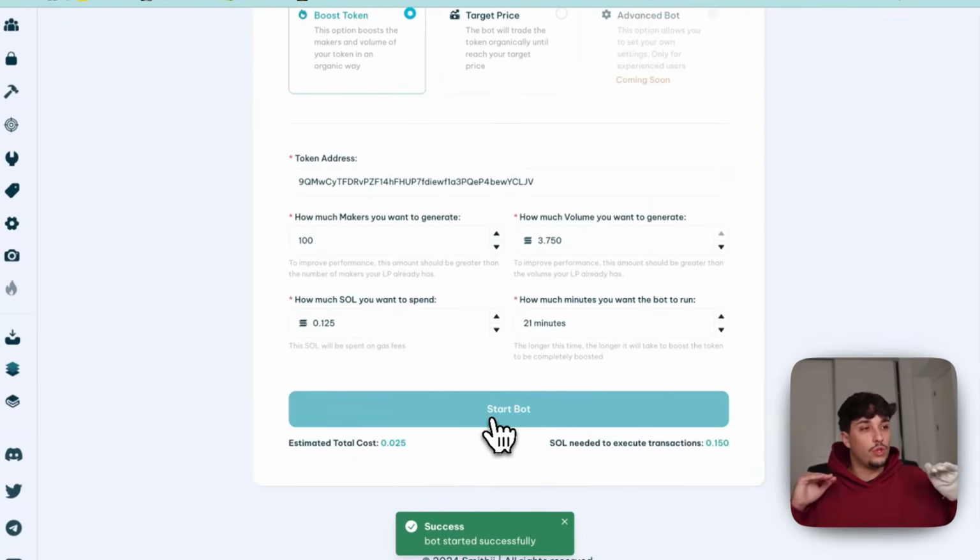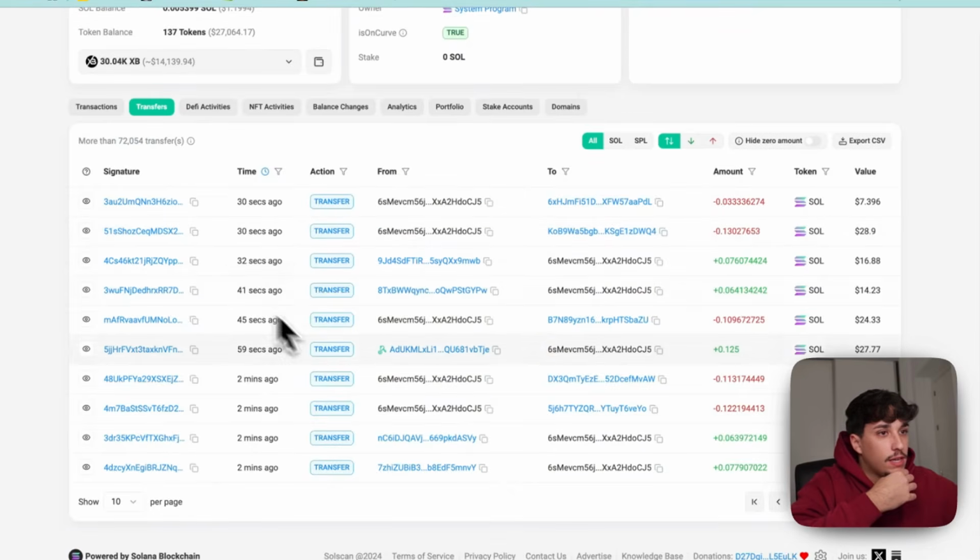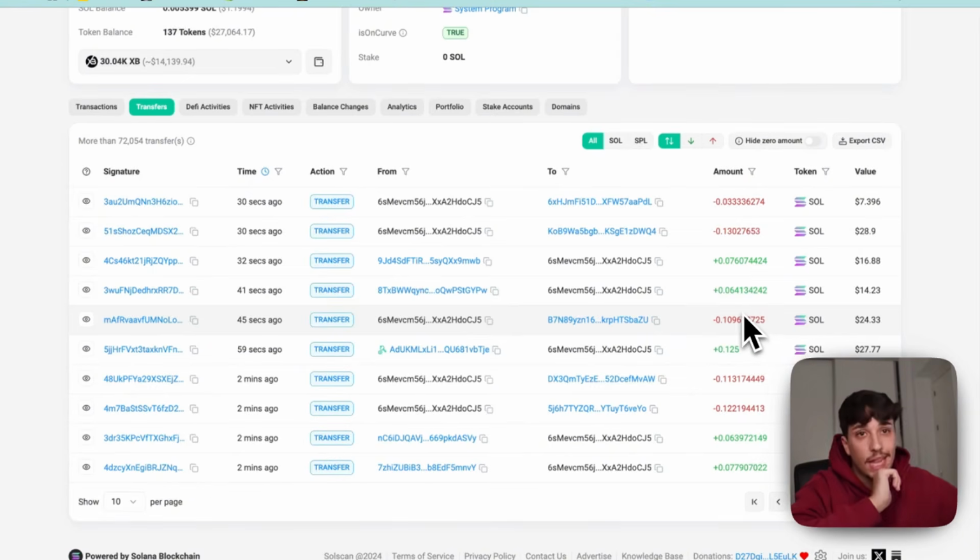Now, what the bot does is send this Solana to another wallet. That wallet will start distributing the Solana to different makers, and those makers will start buying and selling. It might take some seconds. So in this wallet, as you can see, this is my wallet. I send the money here, and then the bot will start sending money to others' wallets that will make the purchase, then sell, and then close the account and send the Solana back.